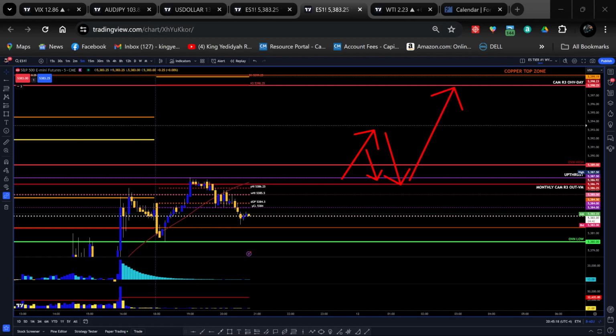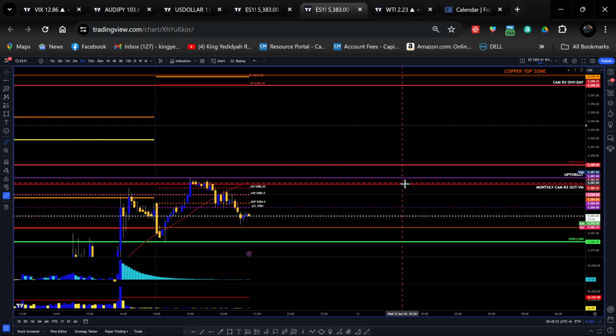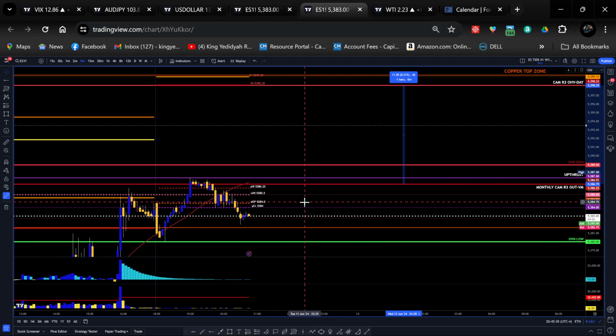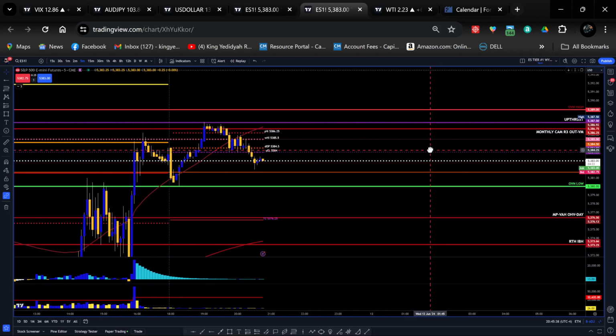So that would be, let's see, what kind of move is that. So basically an 11-point move for this kind of play right here. Let's see, and that's basically what I'm seeing right now. I'm not seeing anything else.